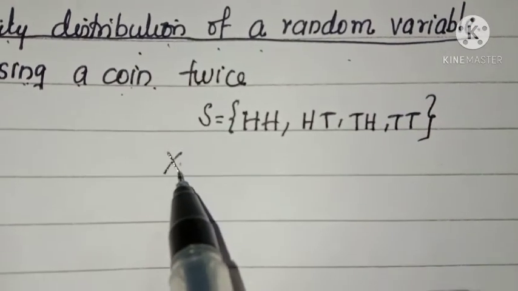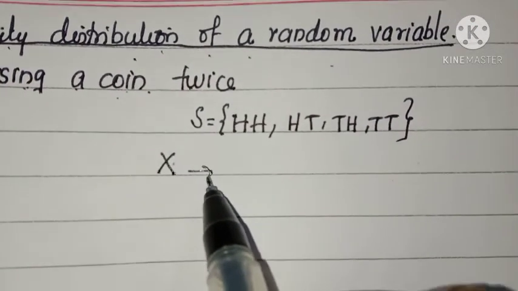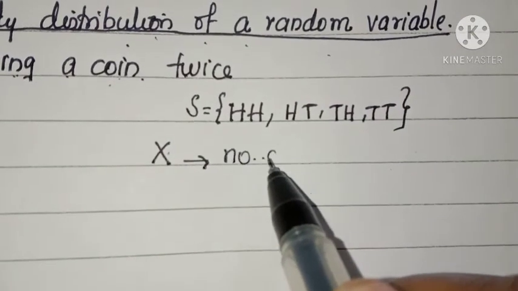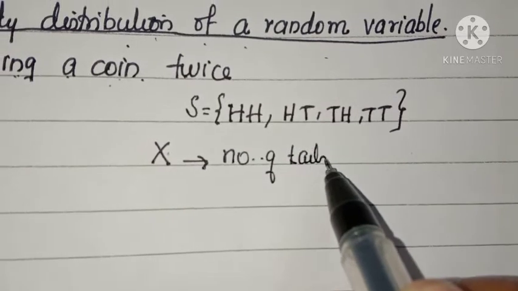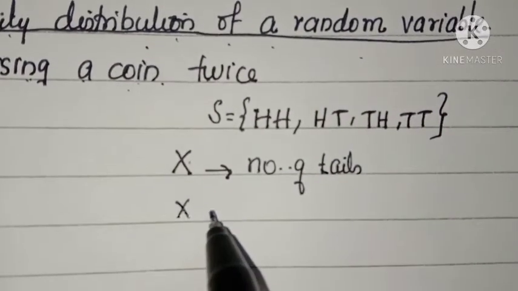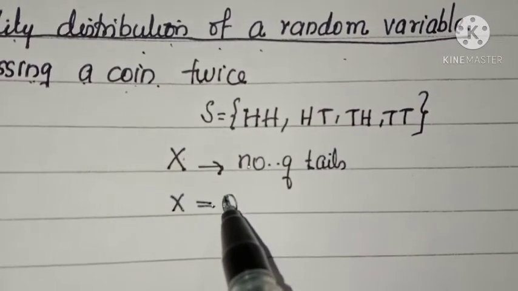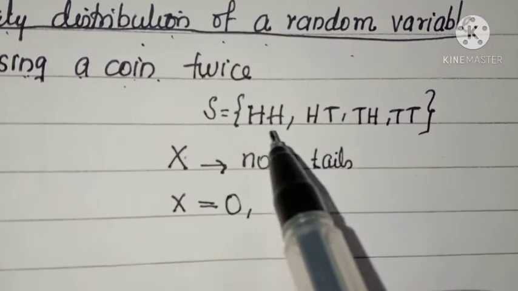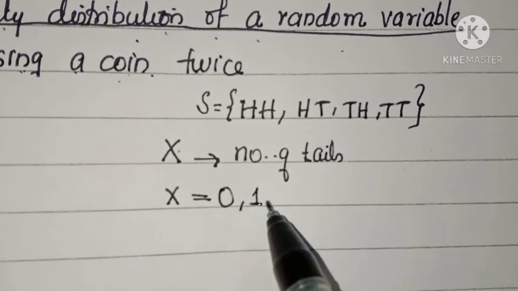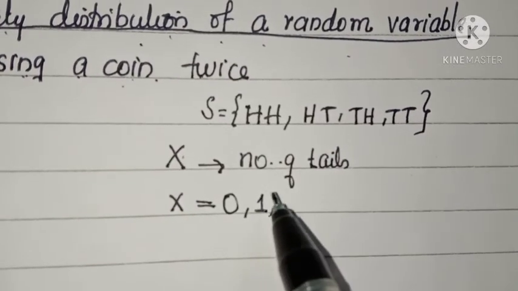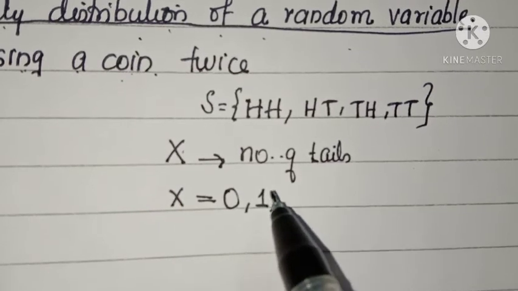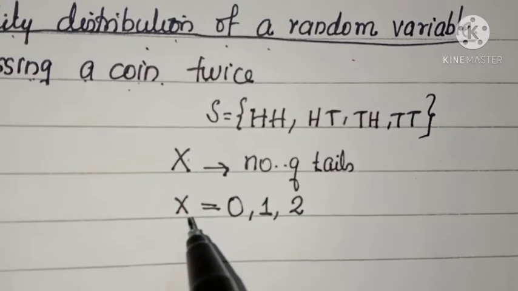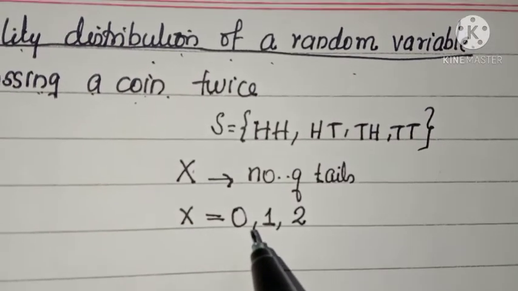Now define a random variable x. See here the random variable is the number of tails. So this x can take value 0. 0 means there are no tails, that is both are heads. Then x equal to 1. X equal to 1 means there is a chance of getting only one tail. X equal to 2, both are tails. So x can take 0, 1, 2.